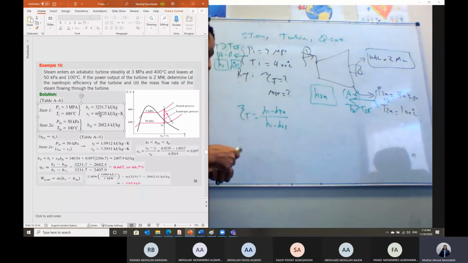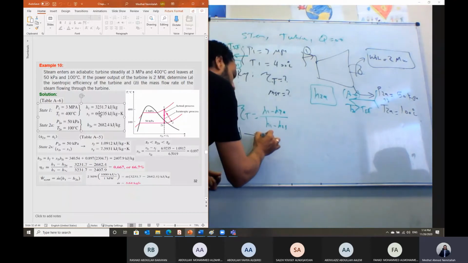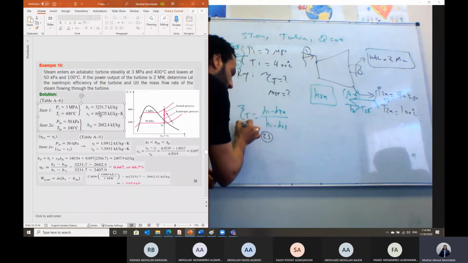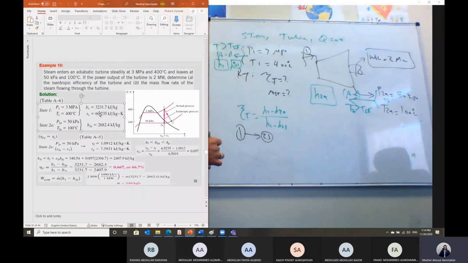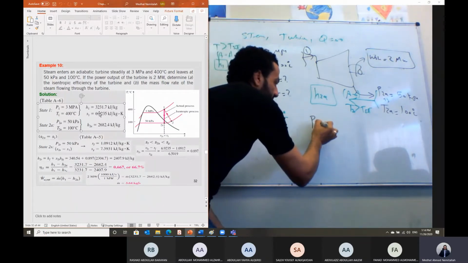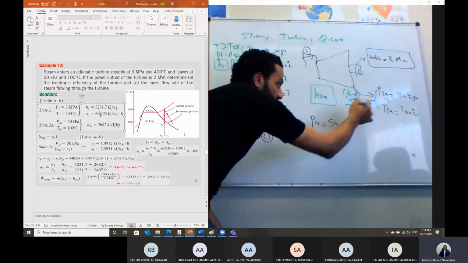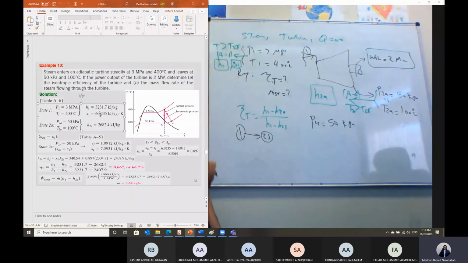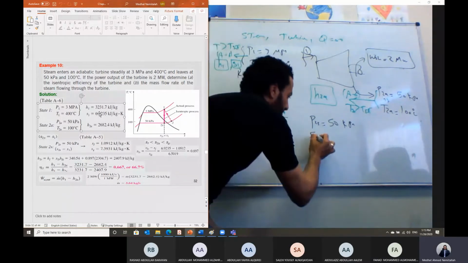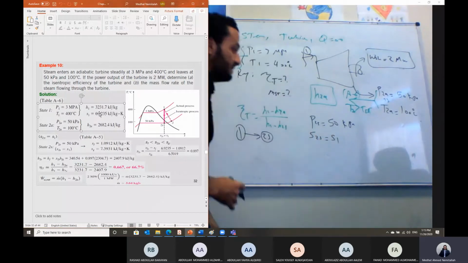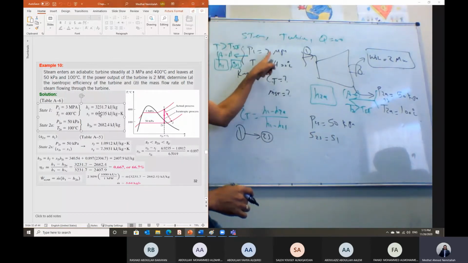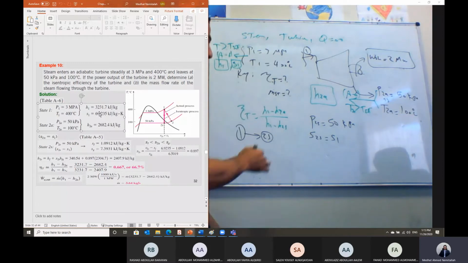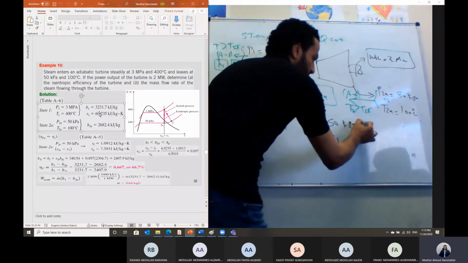But what about the isentropic process from 1 to 2s? How can we calculate H2s? We have P2s, the isentropic exit pressure, the same as P2 actual, 50 kilopascal. What is the other property? Entropy, exactly. We have S2s, the isentropic exit entropy, the same as S1, and S1 I got at the inlet condition. Now I have the pressure and one specific property.